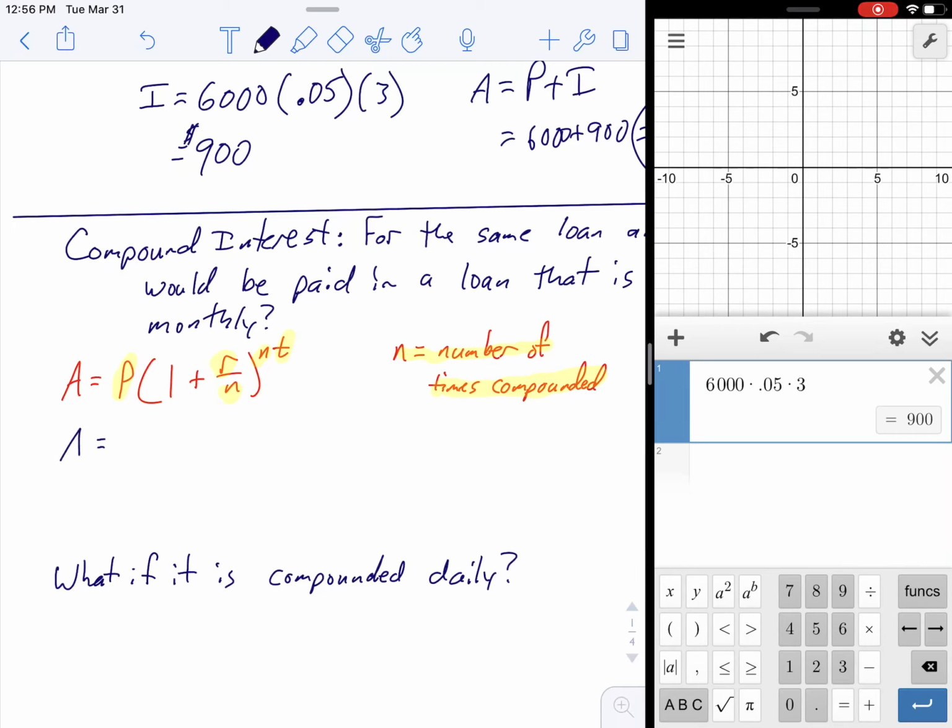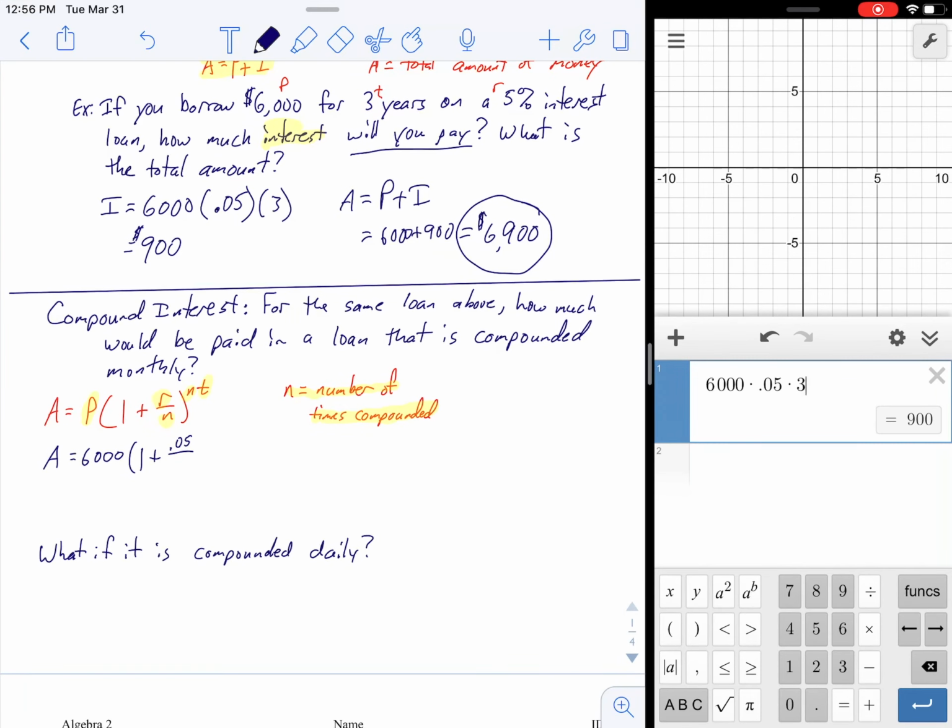So if I want to work this out in the same scenario above, a $6,000 loan, 1 plus R, remember R is 0.05, divided by N. So now we got to read the problem and see what N is. And the clue is in this word right here, monthly. So you know there are 12 months in a year. That means that rate, that interest, is going to be split over 12 months, but it's going to be charged 12 times. So it's to the 12th power.